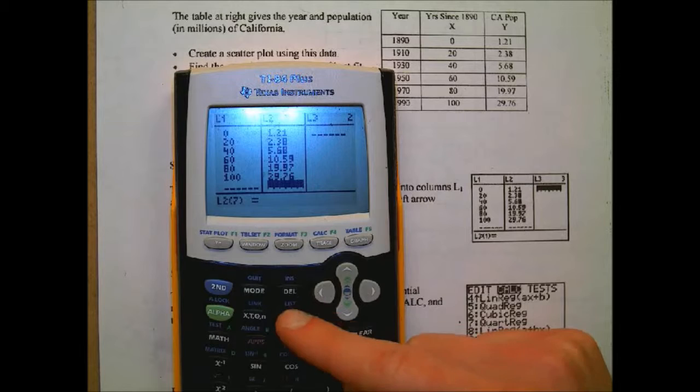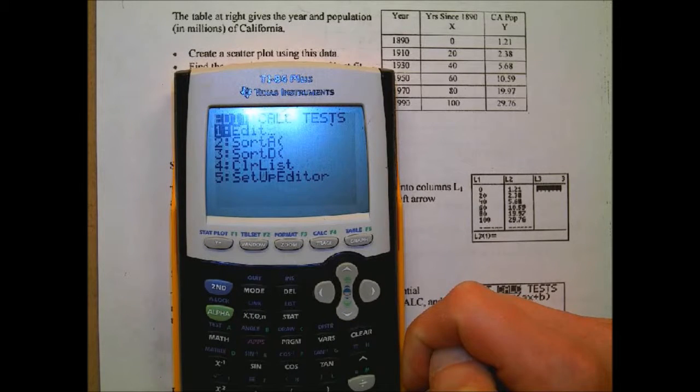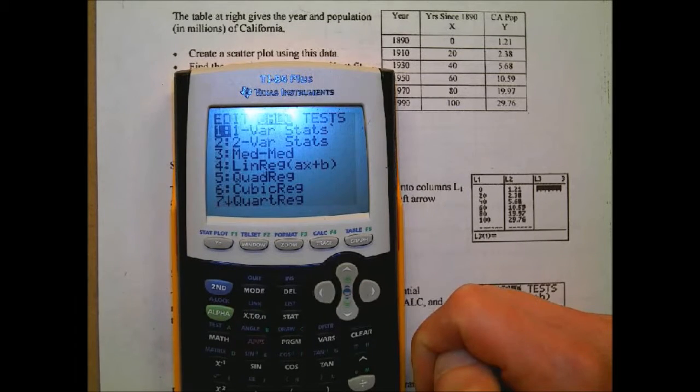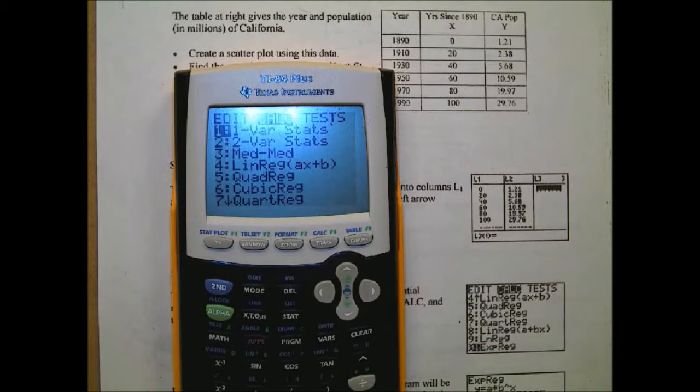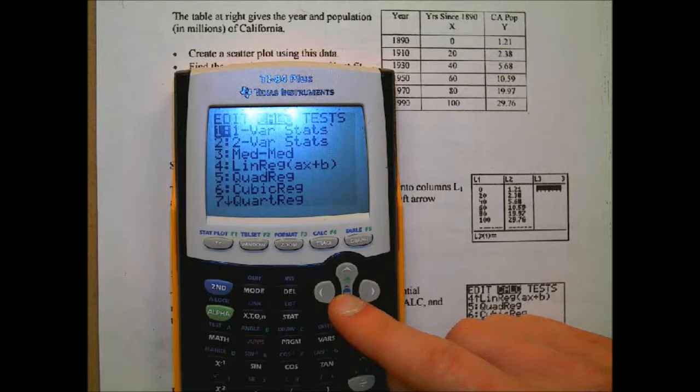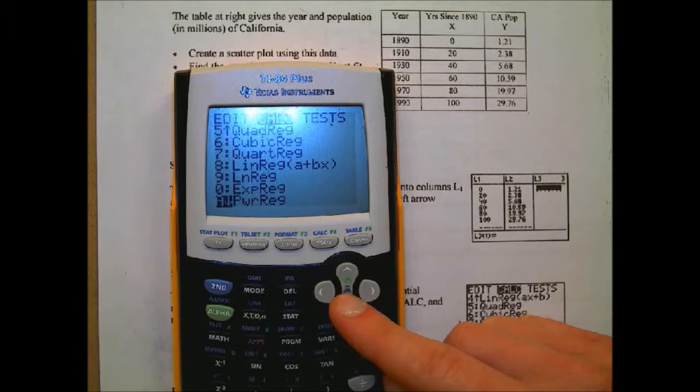Stat again, calc, and then we want, because we're talking about exponential curves, right? We're talking about exponential growth here. So we're going to scroll down until we see what command here, do you think? Expreg, EXP reg. That stands for exponential regression. So we're going to hit enter.